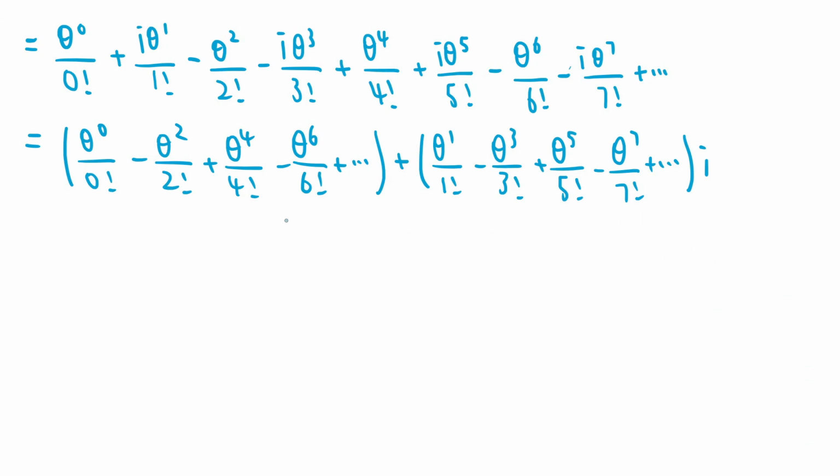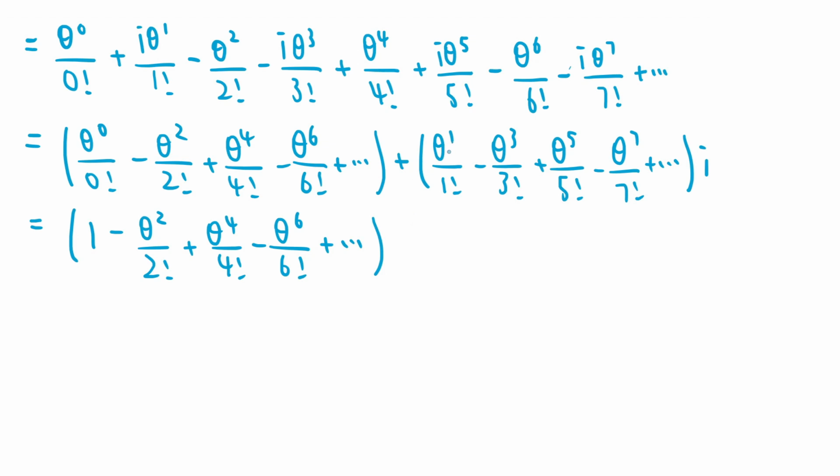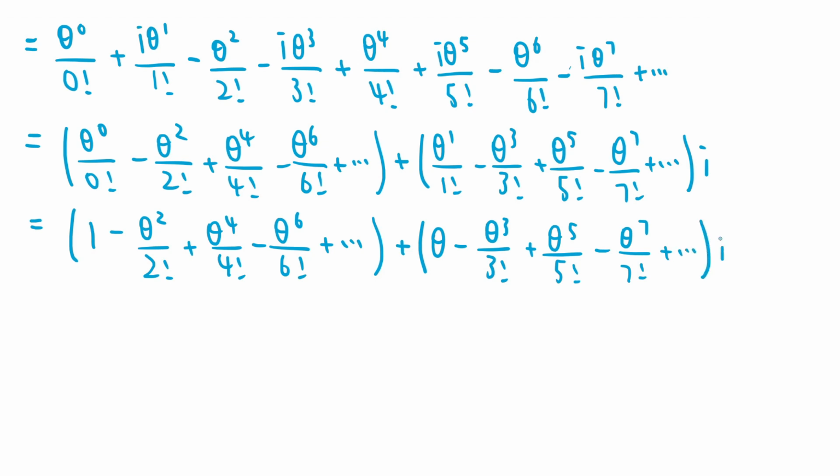We can simplify the first term in both series by rewriting theta to the power of 0 over 0 factorial as simply 1, and then the rest stays the same. Theta squared over 2 factorial plus theta to the 4 over 4 factorial minus theta to the 6 over 6 factorial, and so on. And then theta to the power of 1 over 1 factorial, well, that's just equal to theta, and then minus theta cubed over 3 factorial plus theta to the 5 over 5 factorial. This all stays the same, and so on, and then this is multiplied by i.